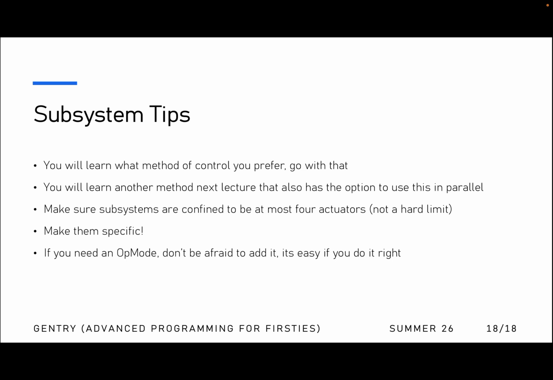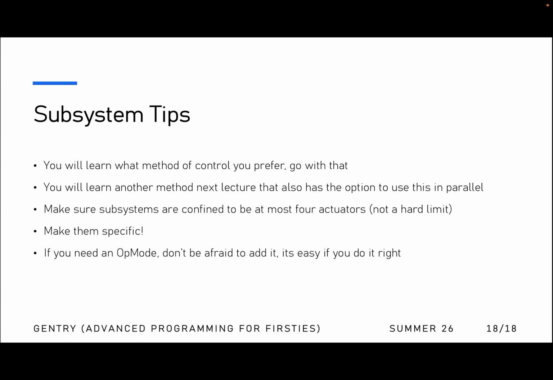So some subsystem tips. You're going to learn a lot of different methods of the control that you want to have on your robot, right? Like hardware classes, subsystems, all that kind of stuff. So it's really important to go with what you learn. And we'll go through a little bit of how you can use this in parallel to hardware classes. But make sure subsystems are confined to be at most about 4 actuators. And obviously, that's not a hard limit. Go with what it needs to be.